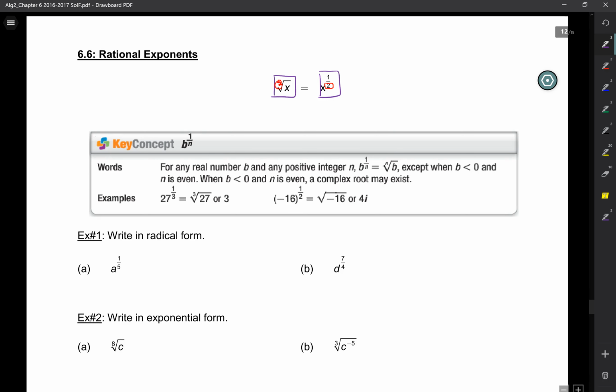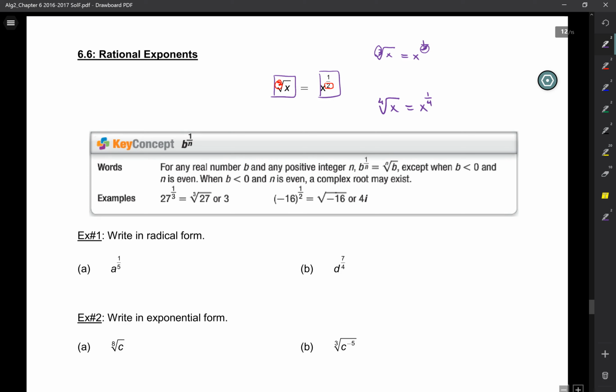So, for example, if I had cube root of x, it would be x to the power of a fraction 1/3, right? Whatever the index here is, it becomes the denominator of the fraction. So what would this be? 4th root of x. X to the power of 1/4.